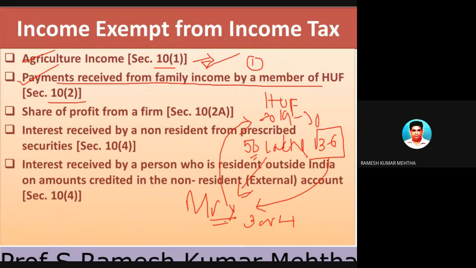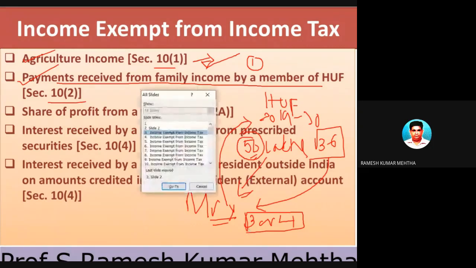So this kind of income or payments received by a member of a Hindu undivided family from the income of the Hindu undivided family is fully exempted from tax. The simple reason is that on the income distributed among the family members, they have already paid the tax on this 50 lakh rupees. So it can't be a case of double taxation. That's the reason this amount distributed among the members of the Hindu undivided family is fully exempted from tax. So this is number two item.